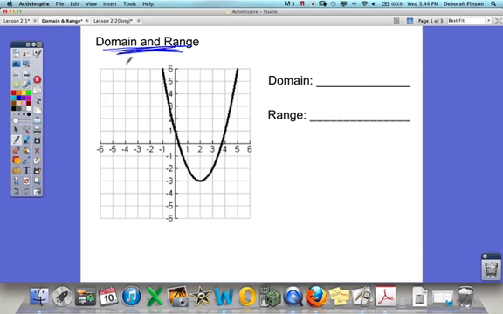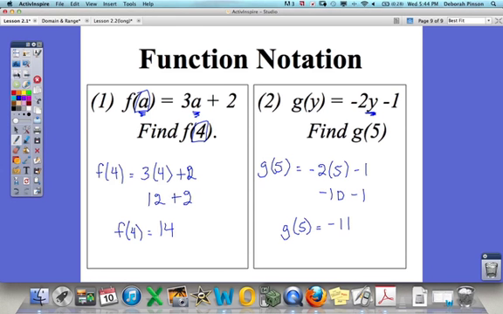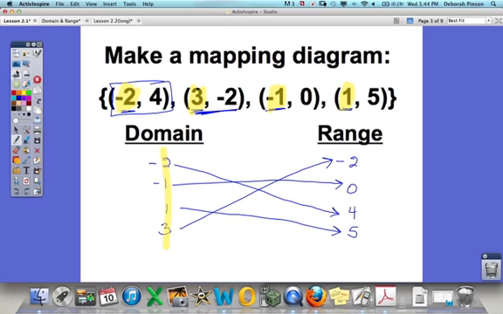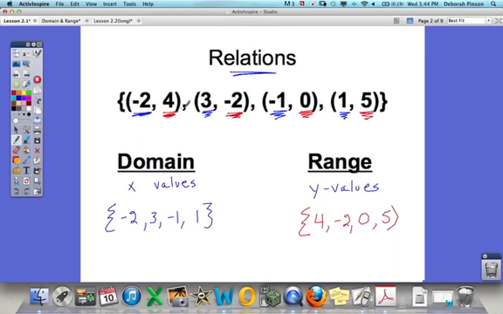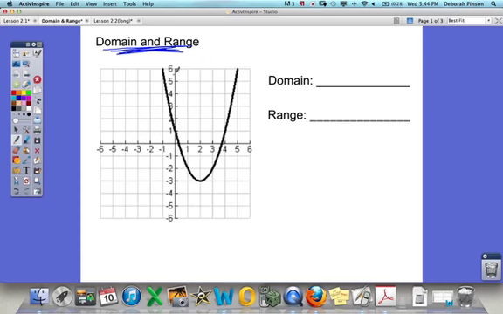But with domain and range, we're going to look at how you decide what the domain and range are when it's a whole graph versus just individual points. In 2.1, let me go back to it. In 2.1, when we did domain and range, we just picked out specific points. Now we're looking at a whole graph.